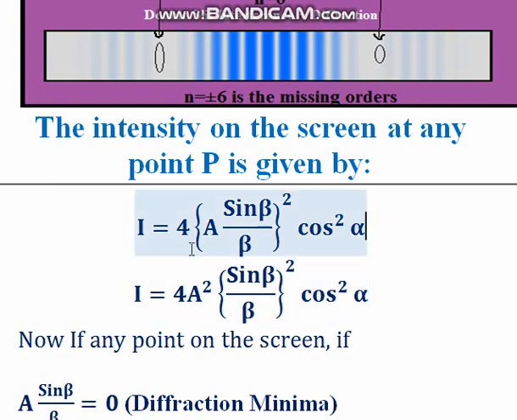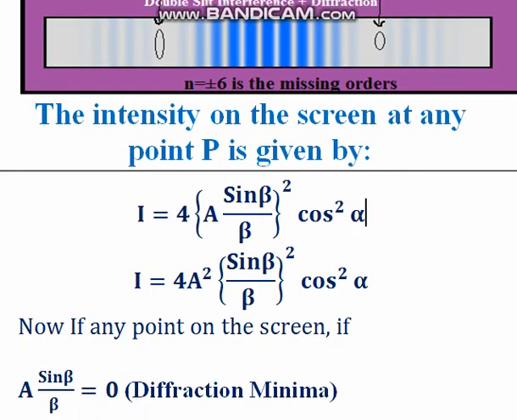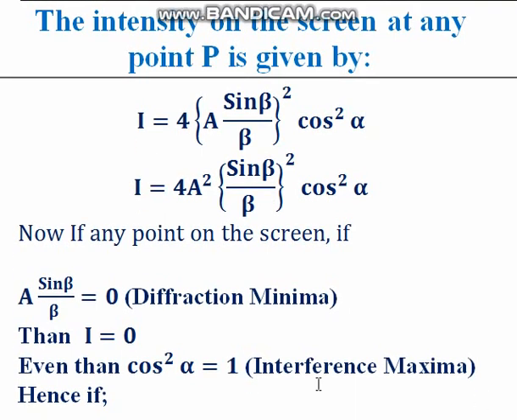Okay, so this is the intensity of the double slit diffraction. Here (sin β)/β is the single slit diffraction intensity, and cos² α is the intensity due to the interference. Okay, now let's see here. If any point on the screen satisfies the following condition. What is the condition? The condition is (sin β)/β is equal to 0. Suppose that at any point this condition is satisfied.